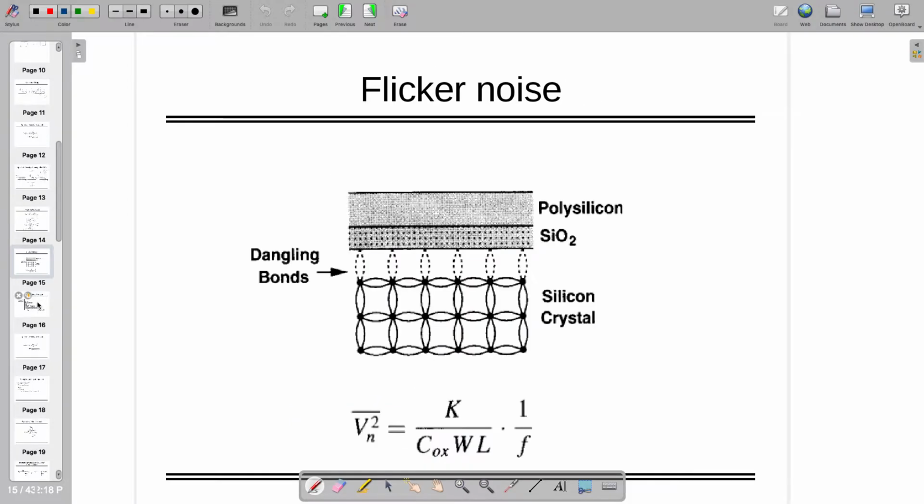Right? Okay. One more noise which is known as flicker noise. This noise only happens at very low frequency.